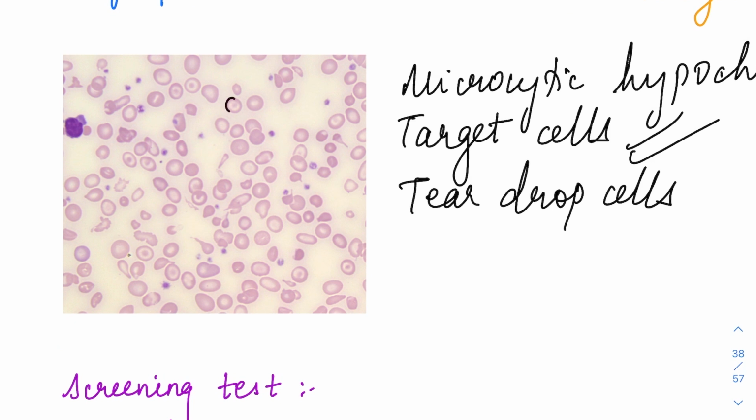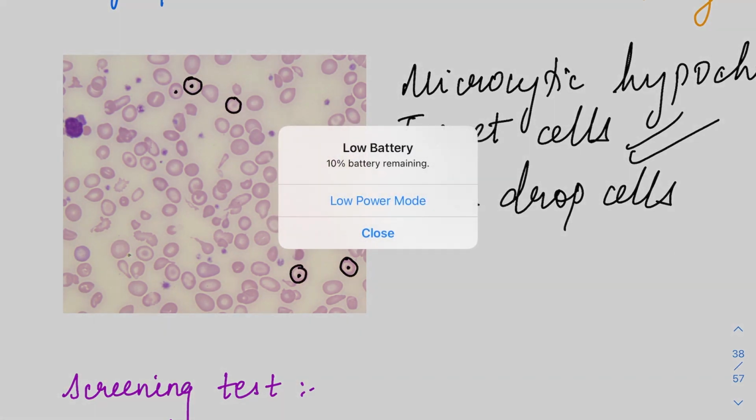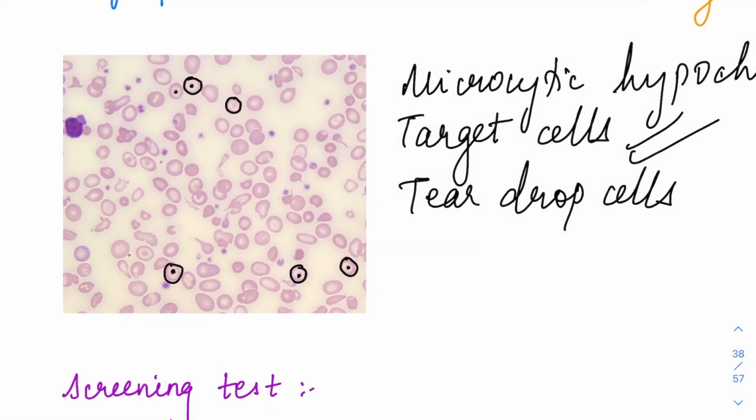So in this picture, if you see all these cells, these are all target cells, meaning they have a peripheral ring, and then in the center there is a pink dot, right? So these are all looking like a target. So these are target cells which are seen classically in thalassemia patients. You can see them in any hemolytic anemia, but target cells are more commonly seen in thalassemia. So these are all the teardrop cells which we see here.